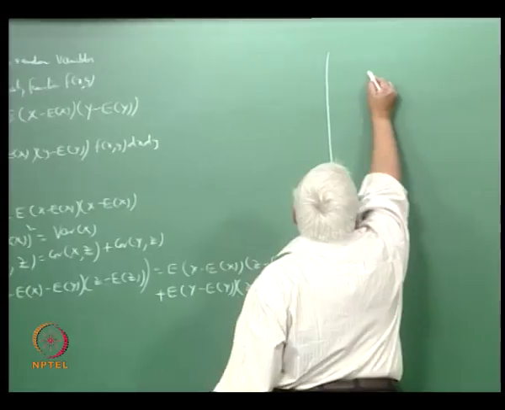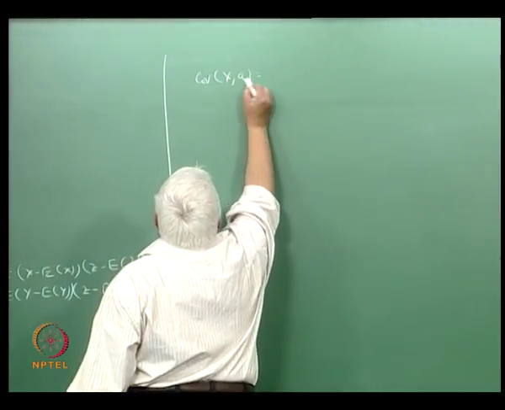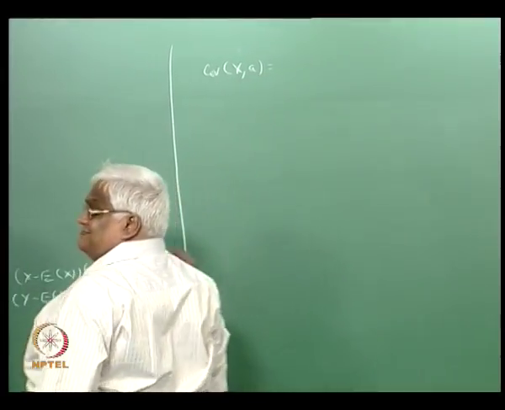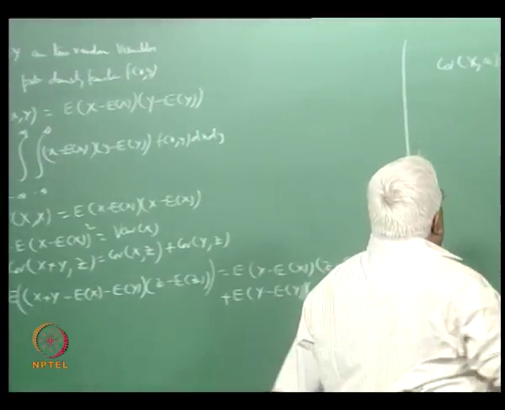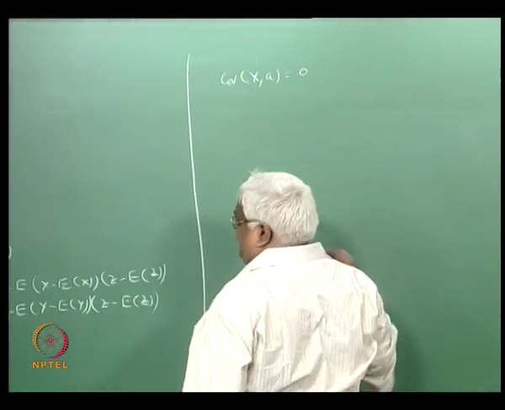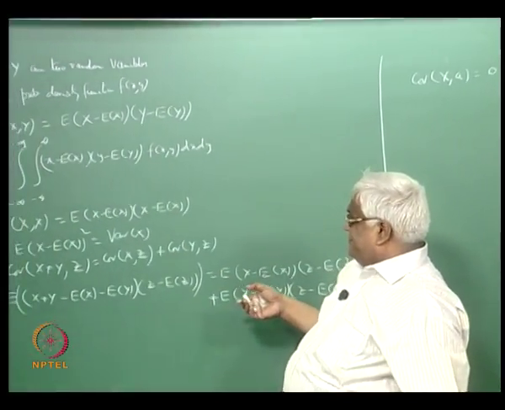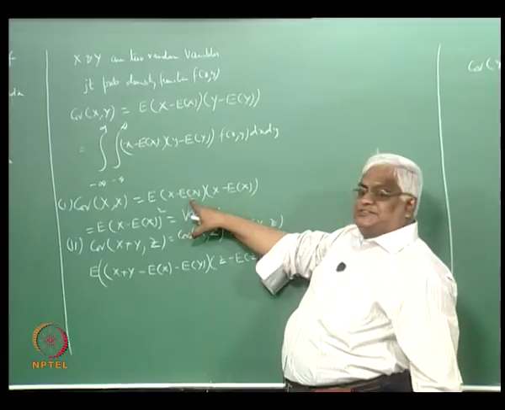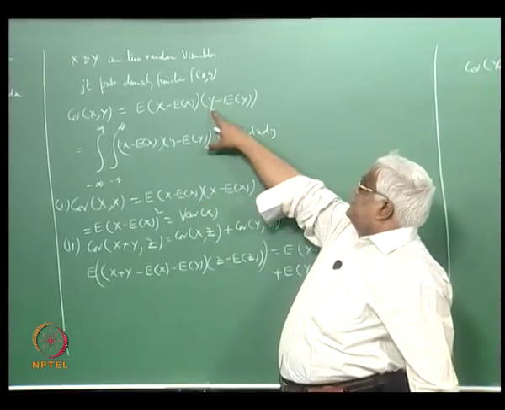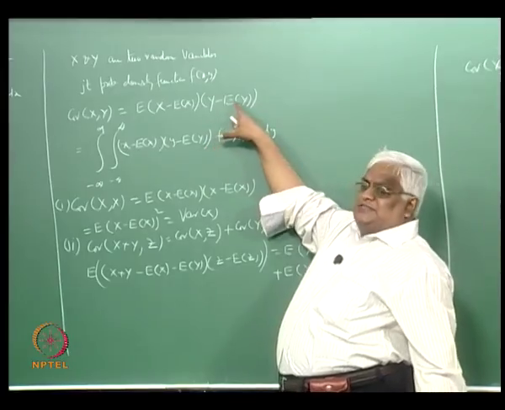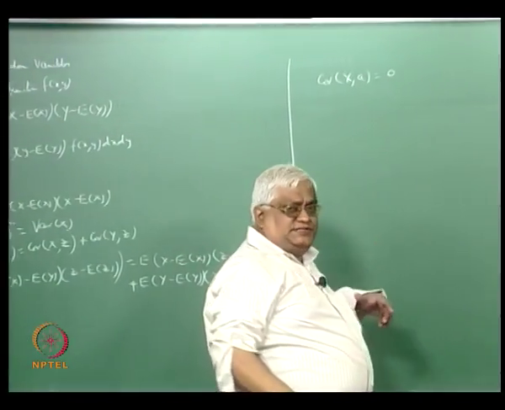So, covariance of x with a constant, what is that? Covariance of x with a constant is 0. Again you apply the formula: x minus expectation of x, the constant is a, the mean is also a, so a minus a is equal to 0. So, multiplication of that thing is 0. So, you are going to get 0.